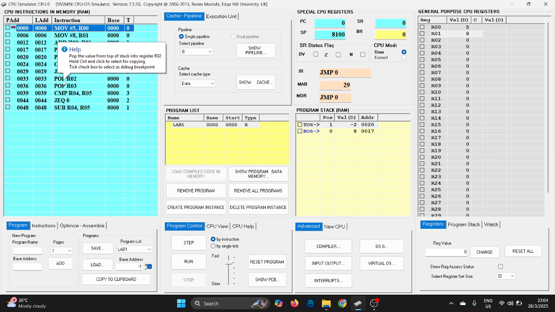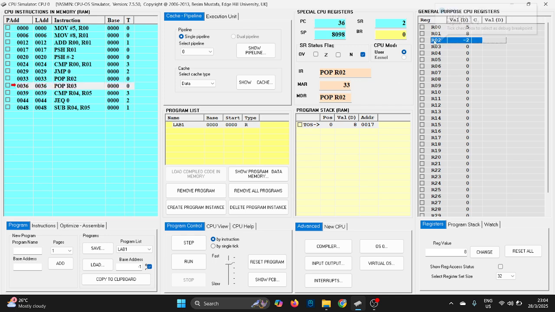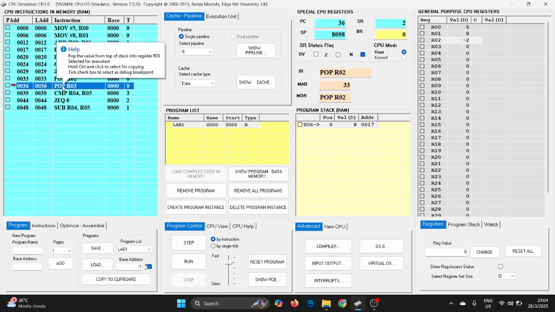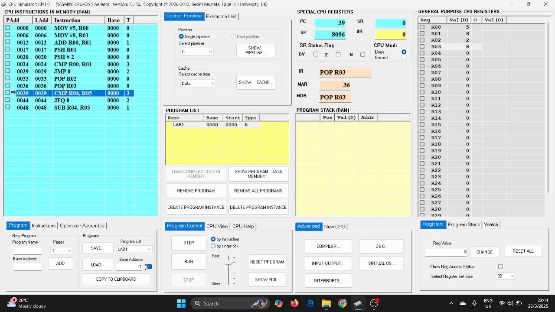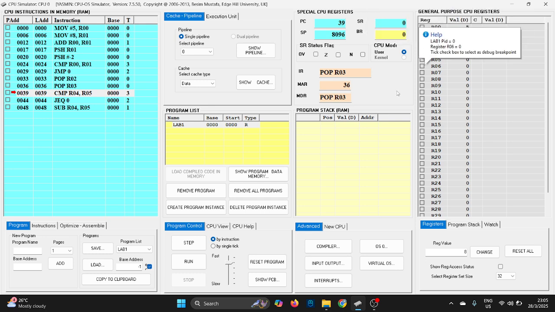Okay, next instruction, I pop R02. So the value at R02 from the stack value -2 is moved to the register R02, and the R02 value is -2. Okay, next instruction, I pop R03 from the program stack value. R03 changes from 0 to 8, which is the value from the program stack RAM.